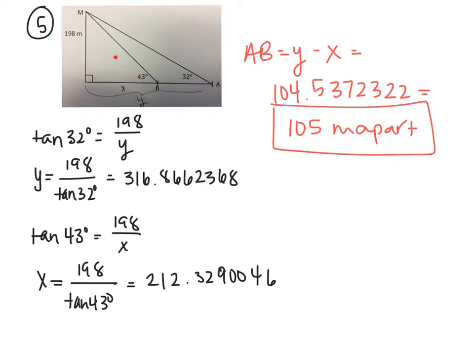Then same thing for the little one, I'm going to look at Betty's triangle here. The tangent of 43 degrees is 198 over x. Cross multiply, you get x to be 198 divided by tangent of 43 degrees, which is 212.3290046 meters. And the distance between them would be the difference between that. So subtract the two of them, you end up that Kitty and Betty are 105 meters apart.